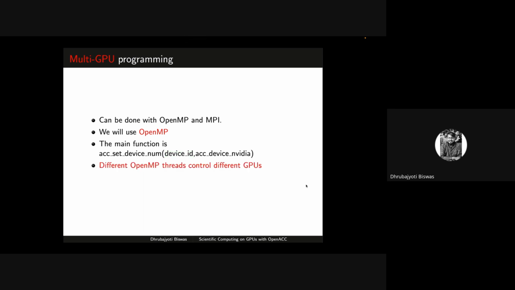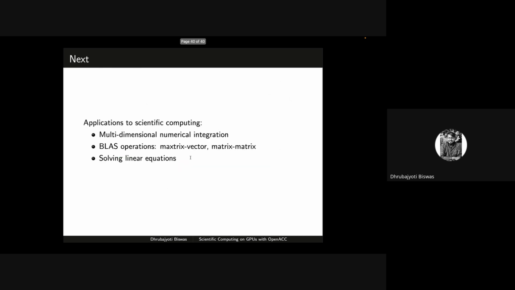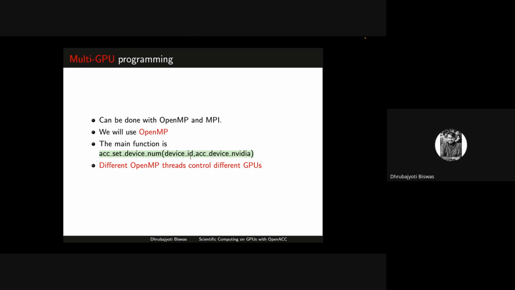What we do is use different OpenMP threads to control different GPUs. If you remember, OpenMP threads operate in parallel, correct? Like you have 2 threads which execute in parallel. Now, using this function acc_set_device_num, we are attaching one of the GPUs to one of the OpenMP threads. As an OpenMP thread executes in parallel with another OpenMP thread, multiple GPUs can be executed in parallel using different OpenMP threads. Again, we will come to a code example.